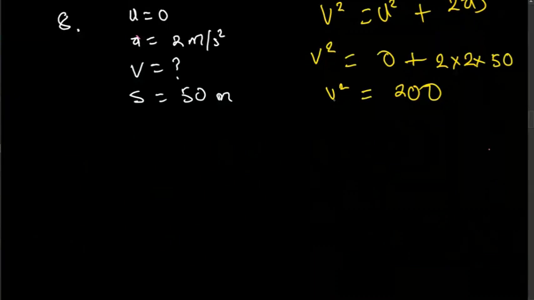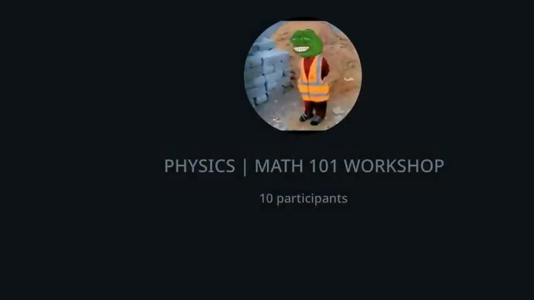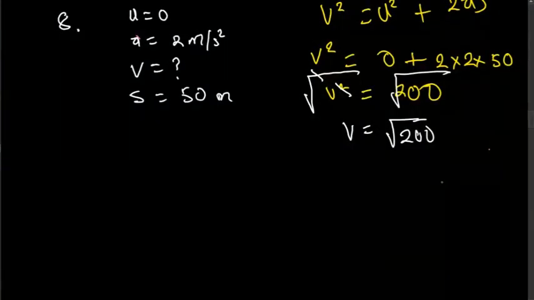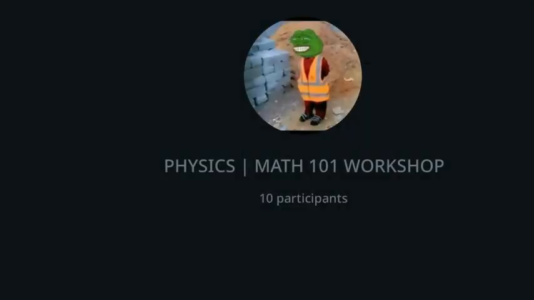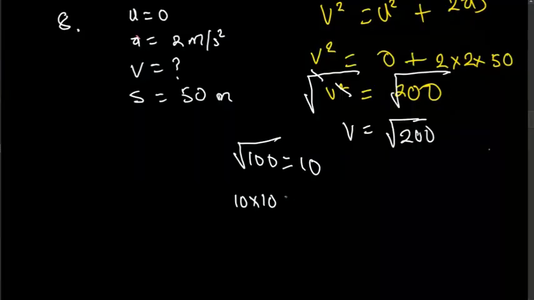So taking the square root of both sides, we are going to cancel that square from the V. The square root cancels the square. We are going to be left with V equals square root of 200. So what is the square root of 200? If I ask you easily, what is the square root of 100? You are going to tell me it is 10. True or false? Because 10 times 10 is 100. That one is very easy.